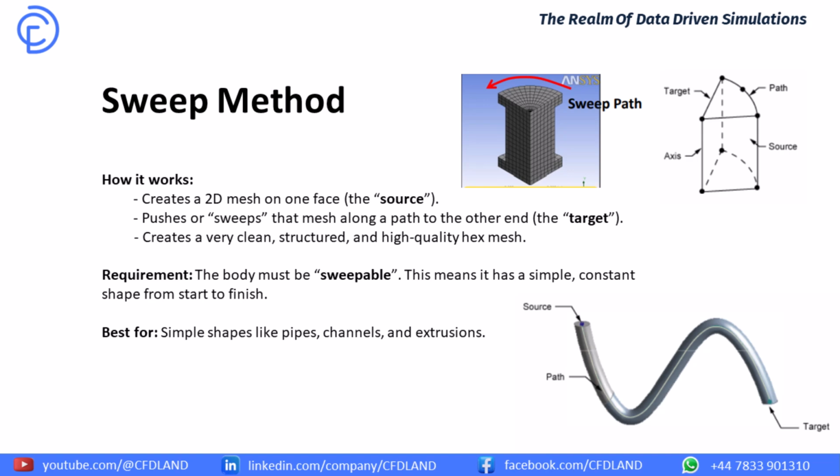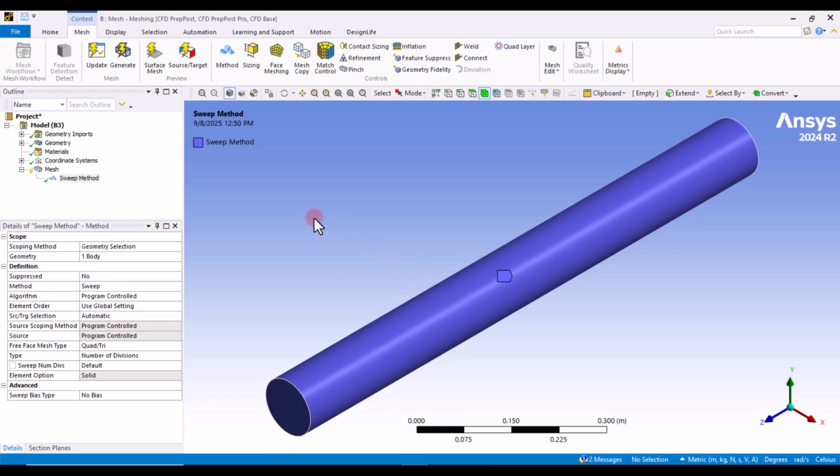So the most important question is, is the body sweepable? The sweep method has one very important rule. It only works on sweepable bodies. So the big question here is how we can detect whether our model is sweepable or not.